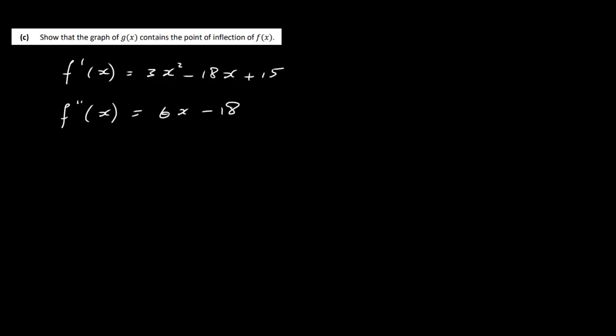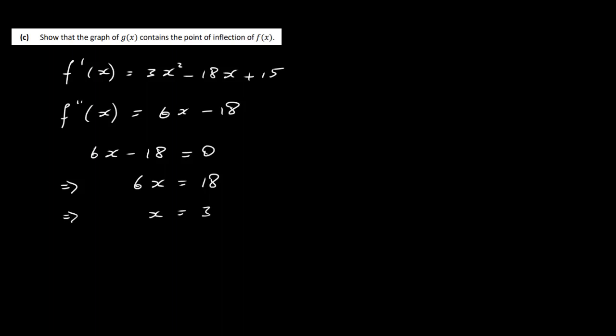So the way we're going to do that is we're going to differentiate the original function twice. Now we've already differentiated it once, and we got f dash x is equal to 3x squared minus 18x plus 15. So if we differentiate a second time, we get 6x minus 18. And what we need to do is let that equal to 0 and just work out what x would be. So 6x is equal to 18, and then we'll find that x is equal to 3.